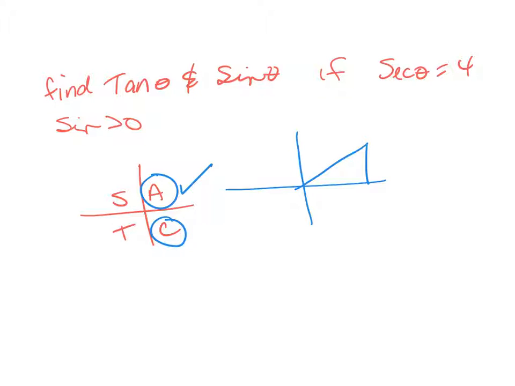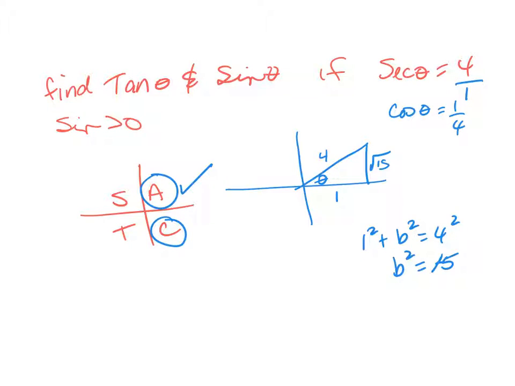There's my angle. Secant is 4 over 1, so cosine is 1 over 4. Everybody get that? That means that the 4 is the hypotenuse and the 1 is the adjacent. So how do we find the other one? We have 1 squared plus b squared equals 4 squared. B squared equals 15, 16 minus 1. So b is square root of 15. Everybody get that? If they want tangent, the tangent of that angle is opposite over adjacent, so square root of 15 over 1. And the sine of that angle is square root of 15 over 4.